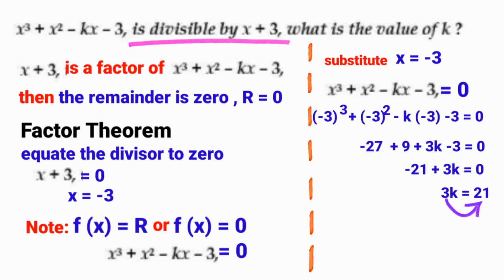Divide both sides by 3. Now, k is equal to 21 divided by 3, which is equal to 7. And so, the value of k is 7.